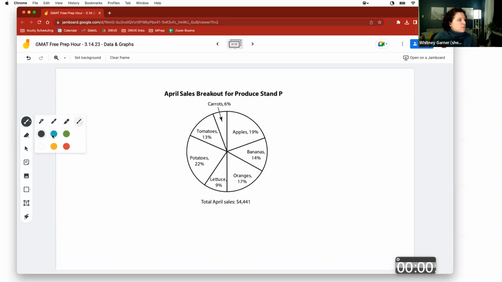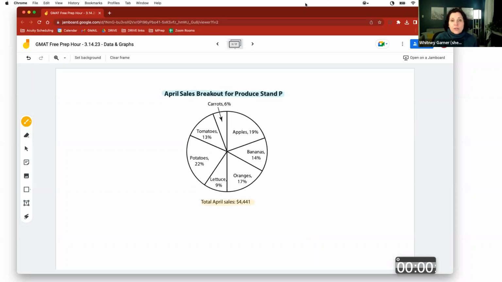So when we say notice the parts, the first thing that might be evident to you is that it's a pie chart. But we want to make sure and look at all of our labels. So April sales for produce stand P. So at a specific produce stand, these are our sales. It's a breakdown. So great. And we have another little footnote that our total sales were a little over $4,000, $4,441. Not pretty numbers.